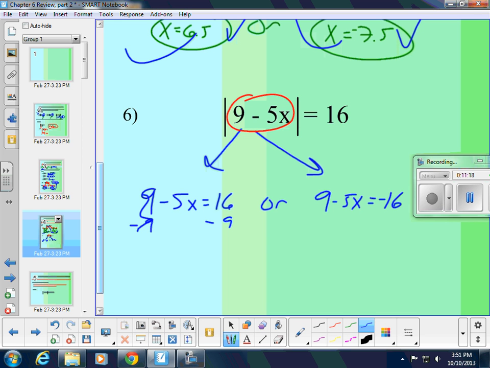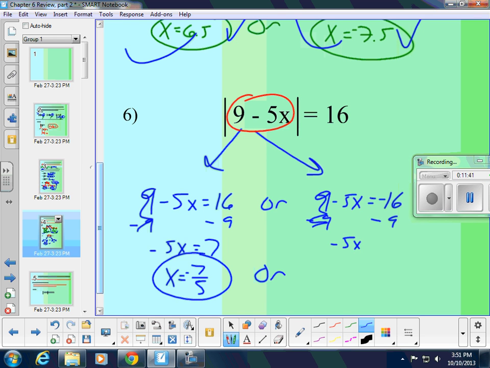I'll do this one first. Negative 5x equals, let's see, I end up getting 7 there. Negative 5x equals 7. Divide both sides by negative 5. I get negative 7/5. Okay, so that's one of the answers. And that can happen sometimes. I might get a fraction or something. That's not a problem. Subtract 9 from both sides in this one as well. Negative 5x equals, well, negative 25. Divide both sides by negative 5. I get x equals positive 5. So there are my two possible answers for this one.